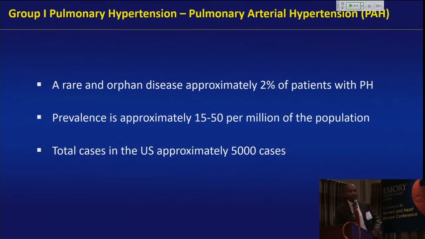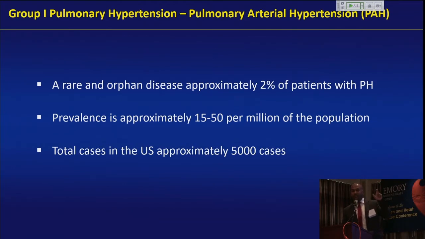Let's talk a little bit about group 1 pulmonary arterial hypertension, PAH. This is a rare and orphan disease, and approximately only 2% of pulmonary hypertension patients. Although it's still rare, it gets a lot of attention and a lot of press, and the main reason is that the mechanisms by which it happens are very interesting. More so, the management and the drugs that we use for it are interesting as well. It's not a very common disease. In the whole United States, it's thought that we have only 5,000 cases of true PAH in our country.